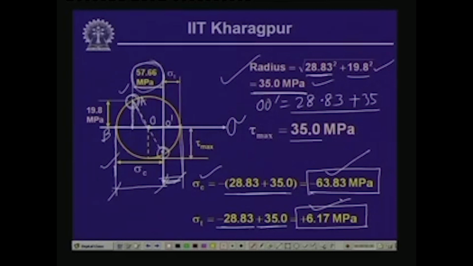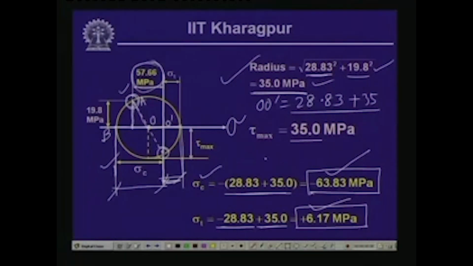So, at that particular point you have the maximum compressive stress of 63.83 megapascal, and 6.17 megapascal is the maximum tensile stress. Now, the maximum in-plane shearing stress will be given by the radius of this particular circle, which is given by this distance, and this is equal to the maximum value of tau.